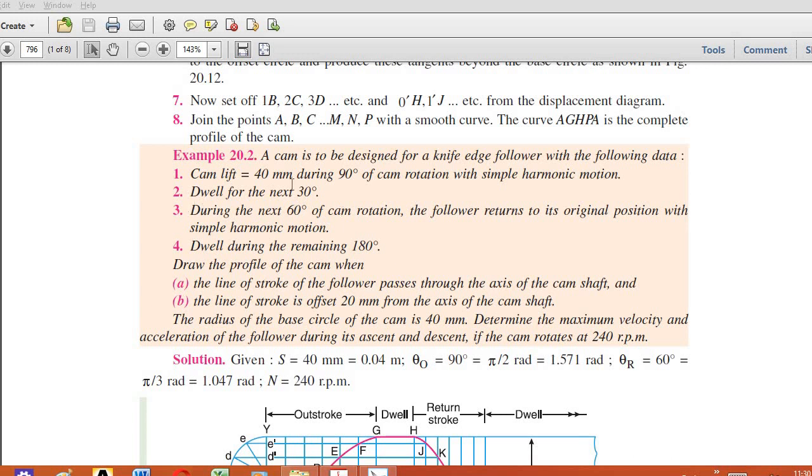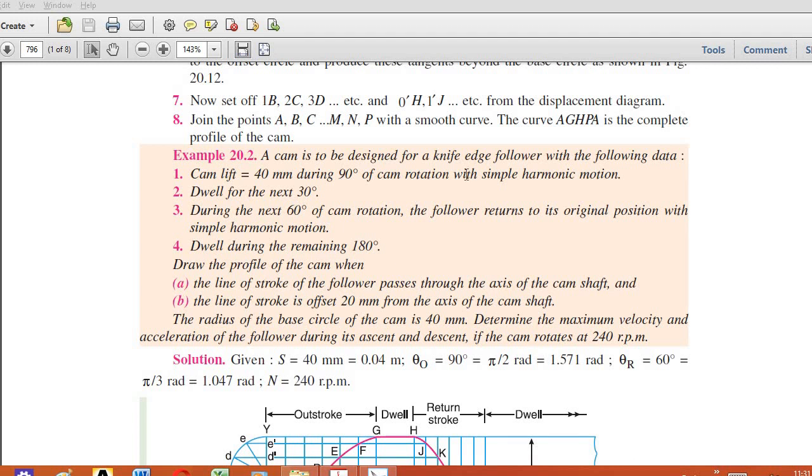Okay, dwell for the next 30 degree. For the next 30 degree rotation of the cam, there will not be any follower movement. So during that period it will be idle, so it is called dwell. So for the next 30 degree there will be dwell motion. Okay, next, during the next 60 degree of cam rotation, the follower returns to its original position.